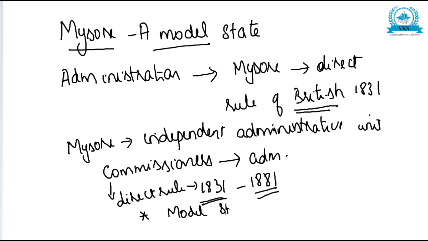So this was the first introduction part. The administration of Mysore was first brought under the direct rule of the British in 1831, and Mysore was kept as an independent administrative unit, and commissioners were appointed for the administration. The direct rule of the commissioners from 1831 to 1881 laid the foundation for Mysore to become a model state. So that was how Mysore became a model state under the rule of commissioners.